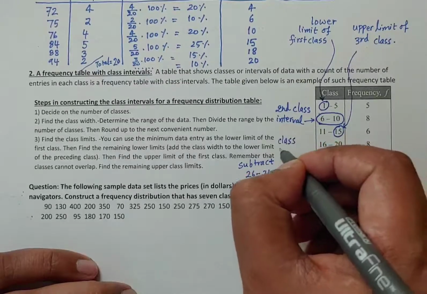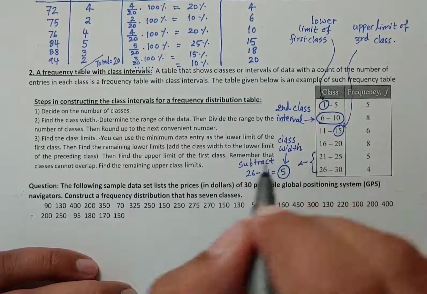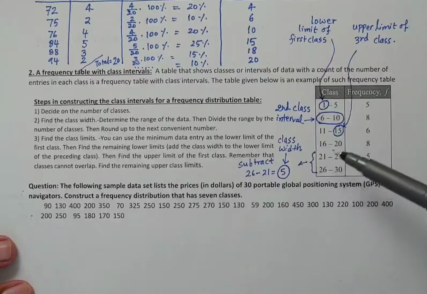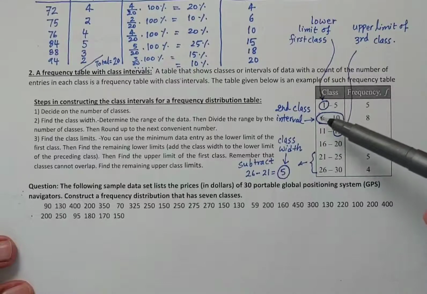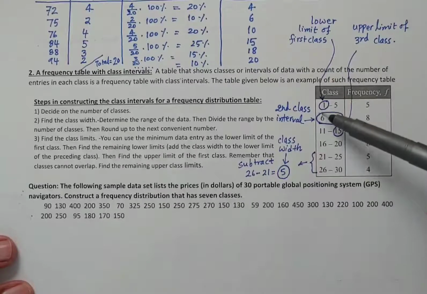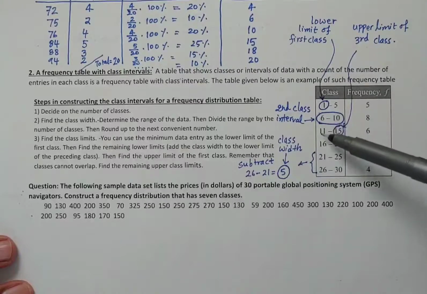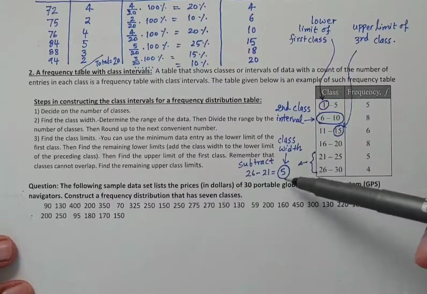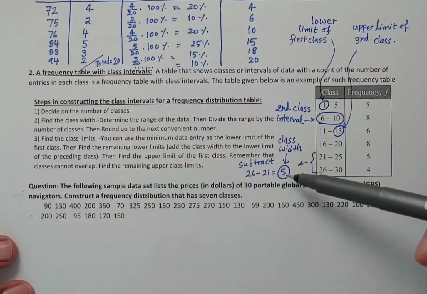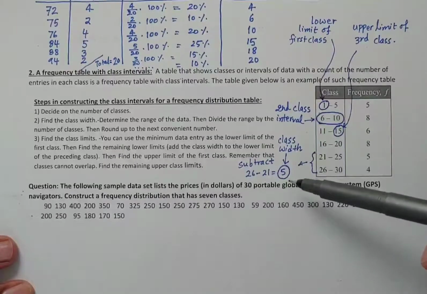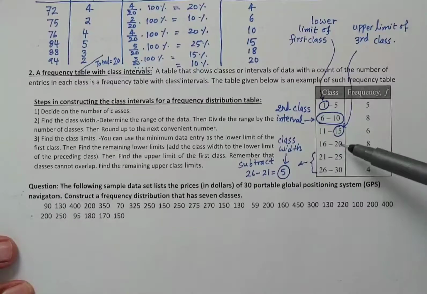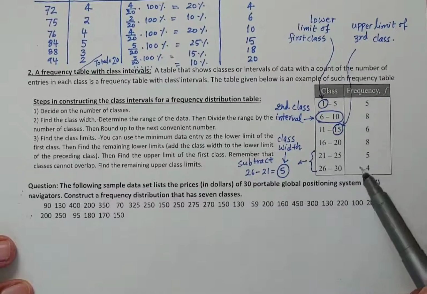Class width. Okay, so the class width is the same. Even if you subtract the first two lower limits, or you subtract the second and third, the third and fourth, or the fourth and fifth, it doesn't matter, you get the same number, right? So that number is the difference between two consecutive lower limits. Or you can subtract the upper limits, 30 minus 25, 25 minus 20. So that difference is called class width. So here for this example, the class width is 5.